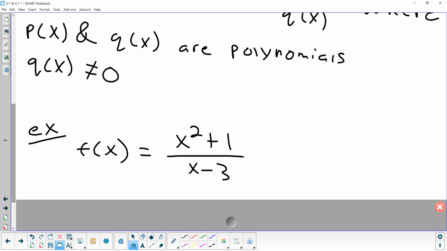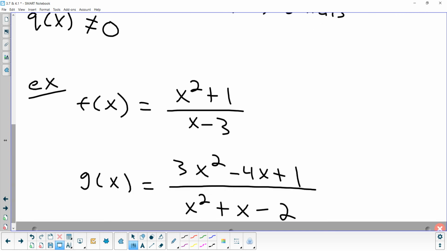Okay. There's an example of a rational function. X squared plus 1 divided by x minus 3. Not going to do anything with that right now. Just, that's an example of a rational function. Okay. There's another rational function. 3x squared minus 4x plus 1 divided by x squared plus x minus 2.